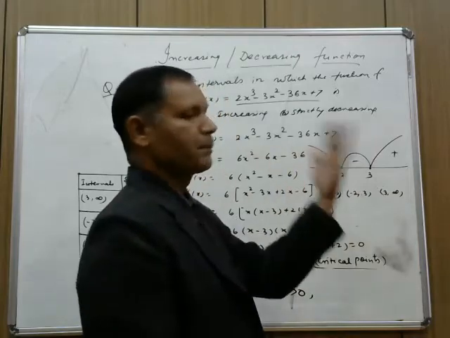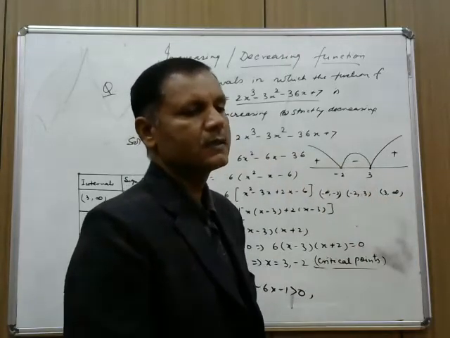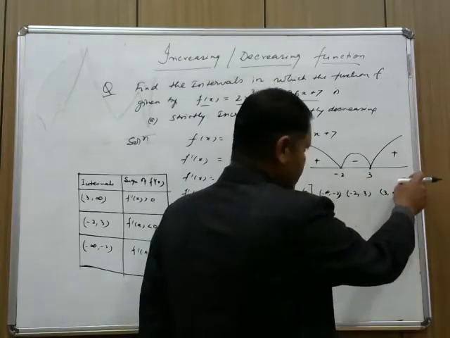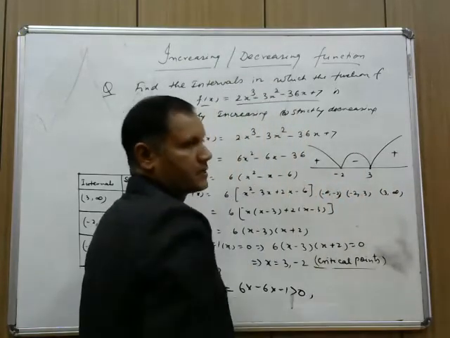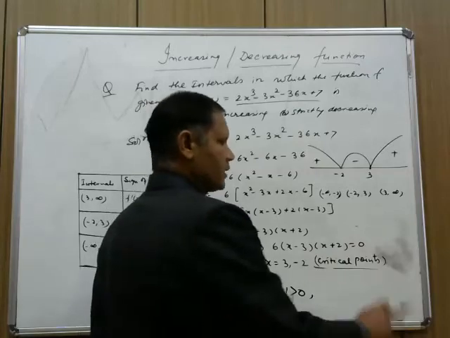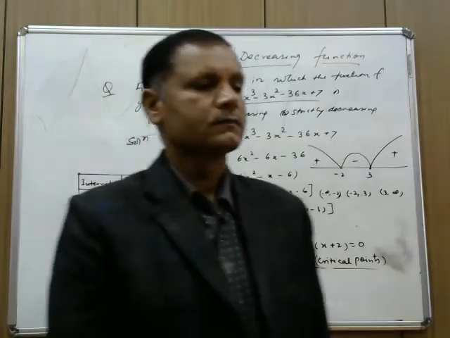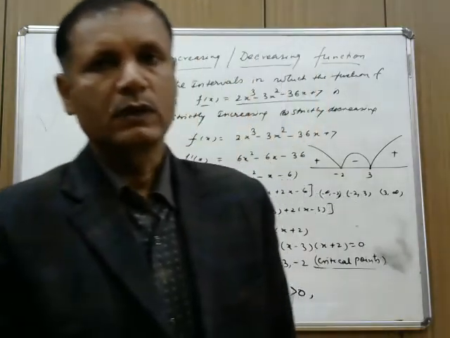Now wherever it is plus, that means the function is increasing. That means the function is increasing in the interval 3 to infinity and minus 2 to minus infinity, and the given function is decreasing in the interval minus 2 to 3, and that is the result. Now I will do one more question.